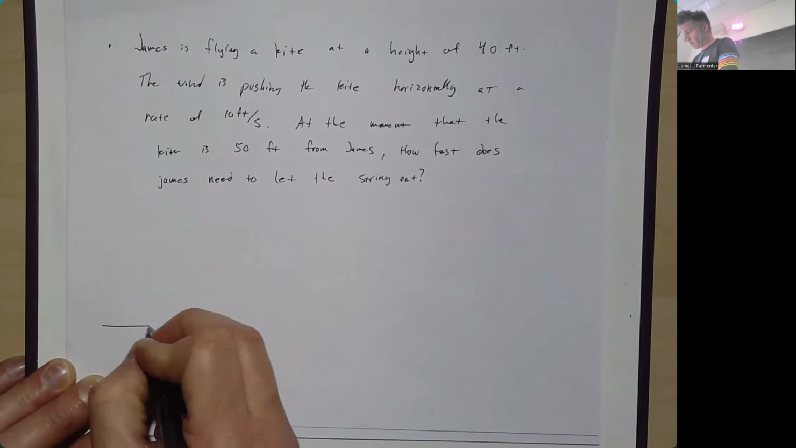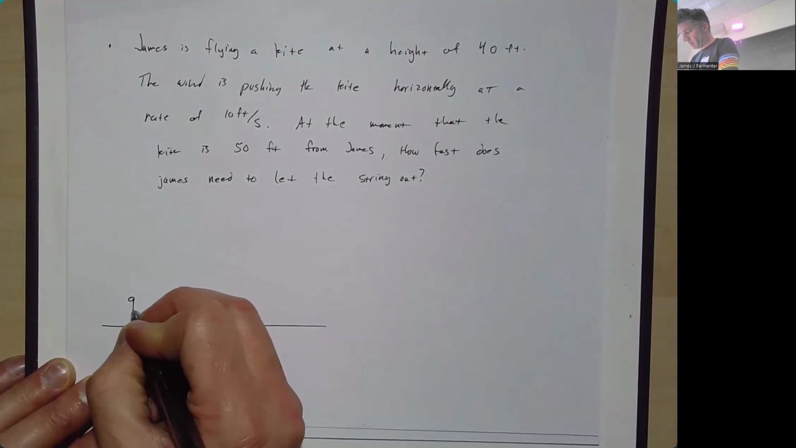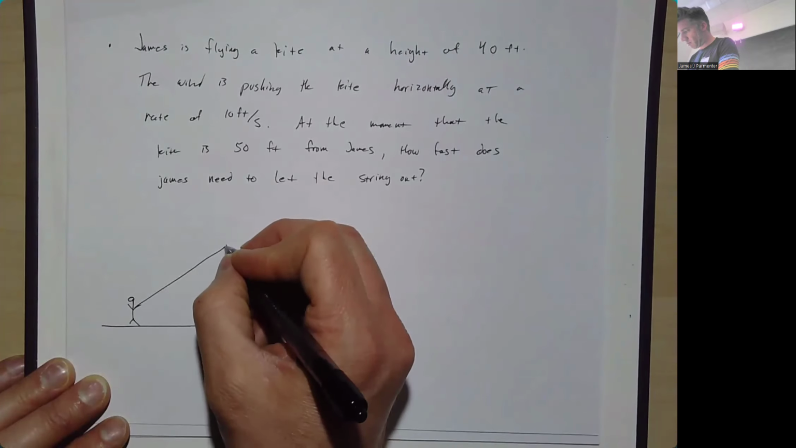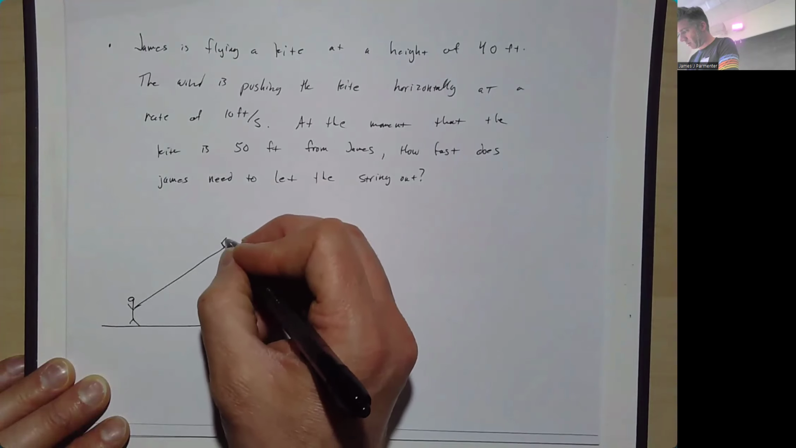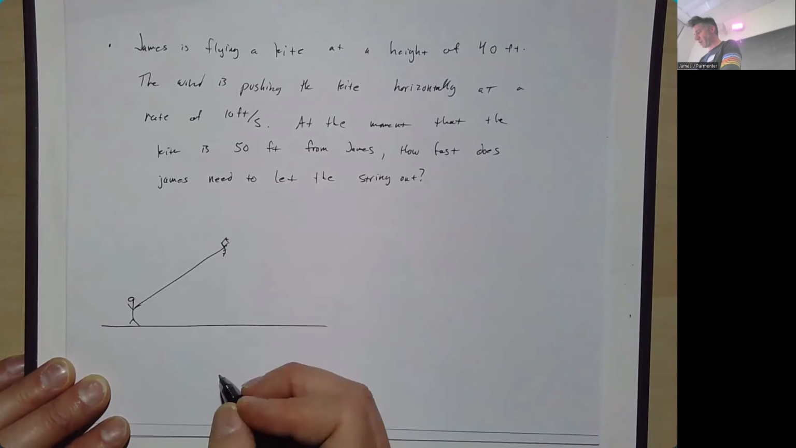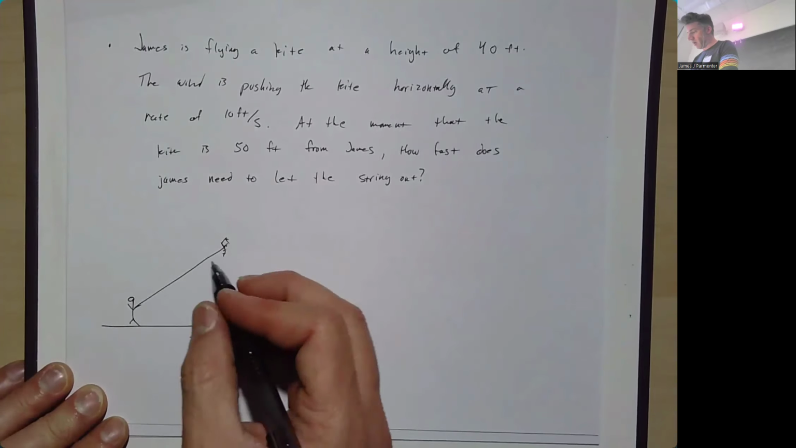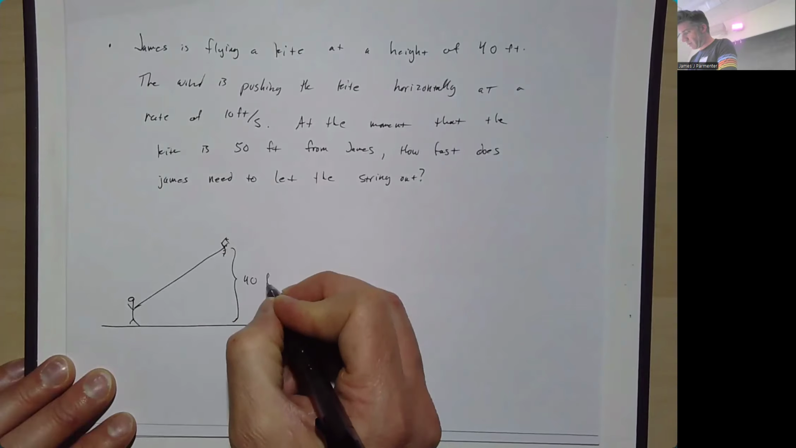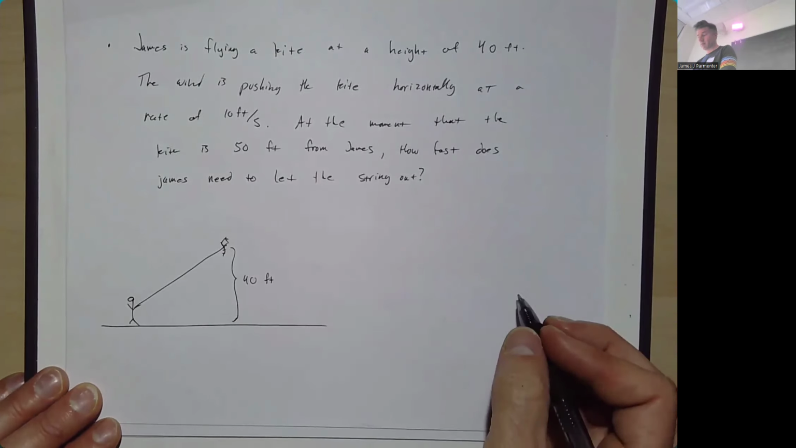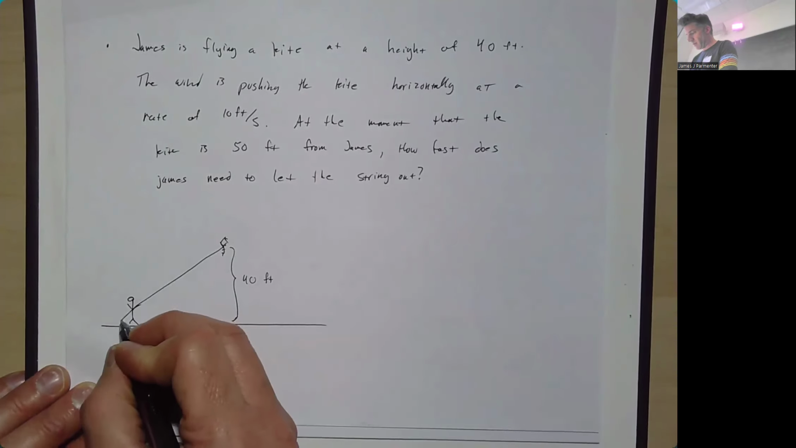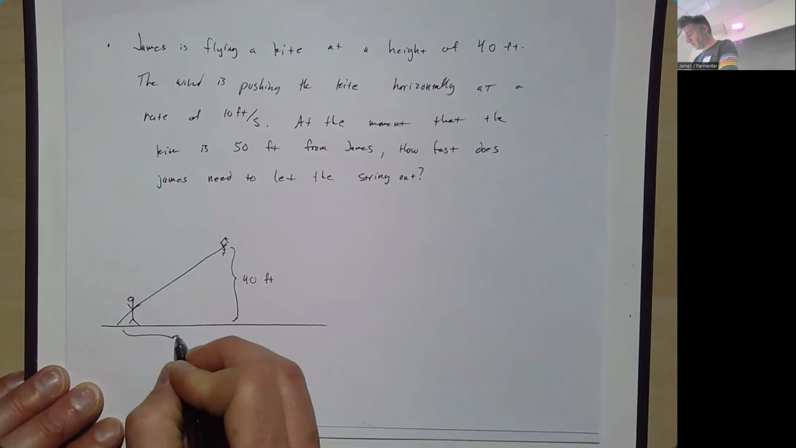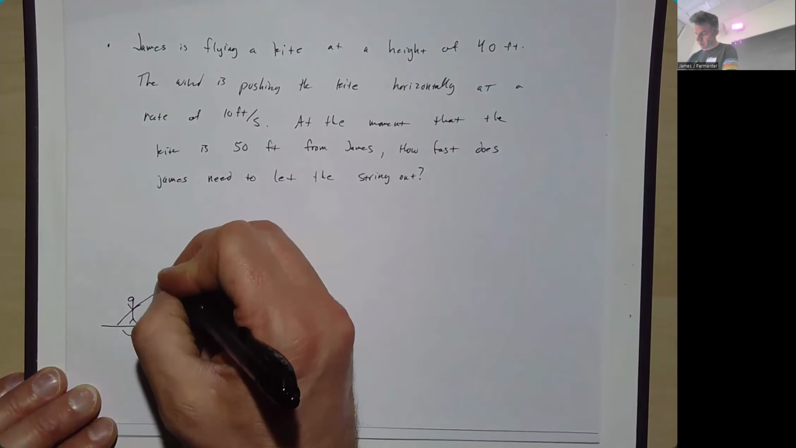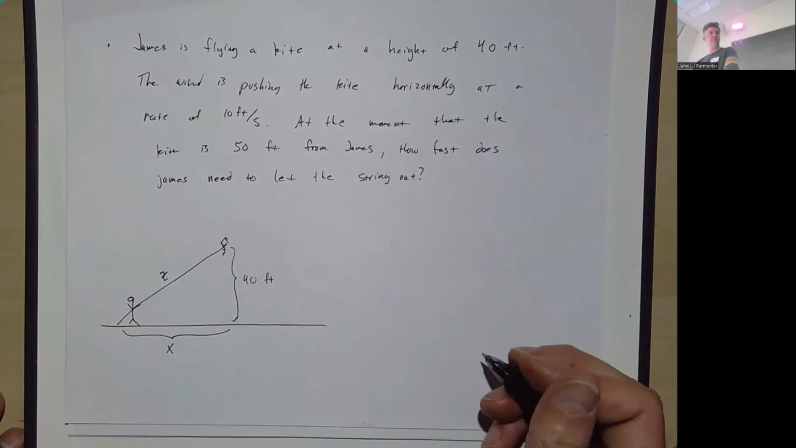So here's James. Here's his kite. Can I draw a kite? Maybe, sure. There's a little kite. And we know that the kite is always at a height of 40 feet. So that height's not changing. On the other hand, both the horizontal distance from James to the kite and the actual distance from James to the kite are changing.